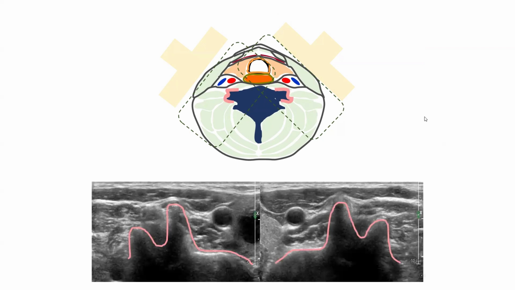When you perform US at the lateral neck, the anterior and posterior tubercles are connected like the crown or molar shape. You can see the brachial plexus, which passes by in between.